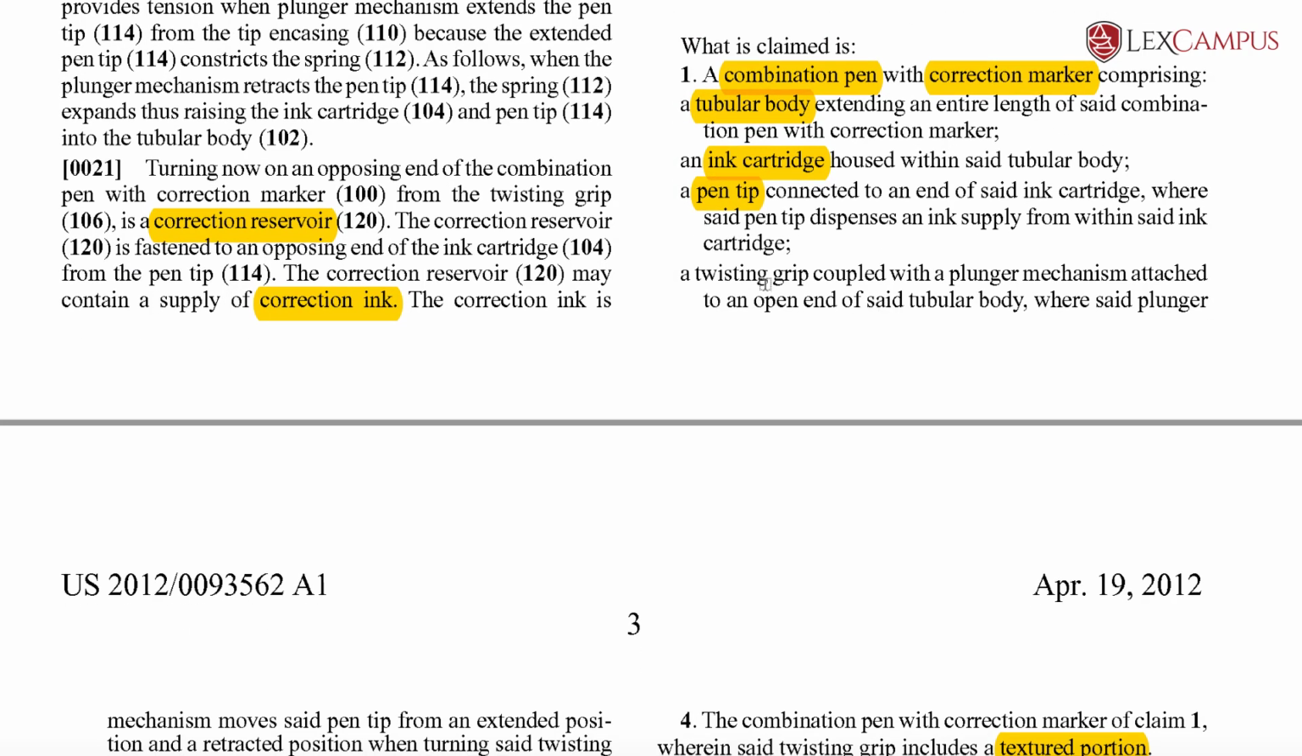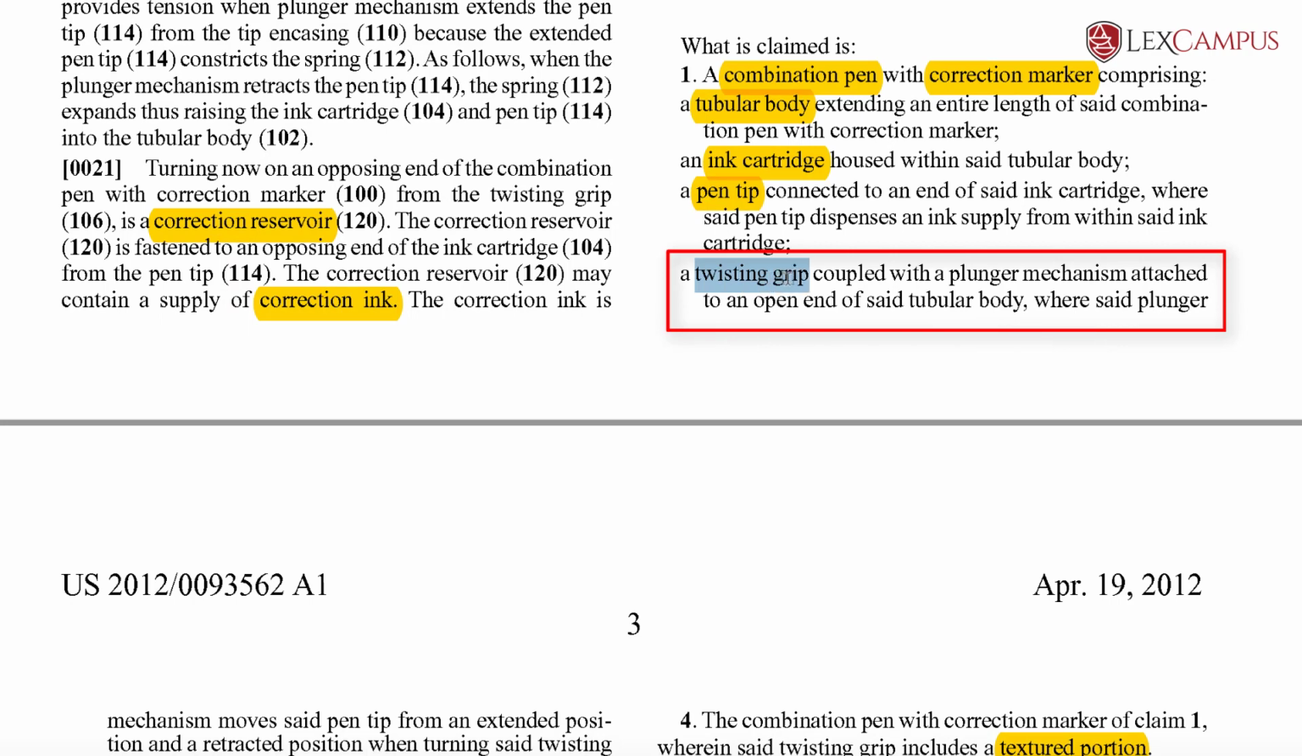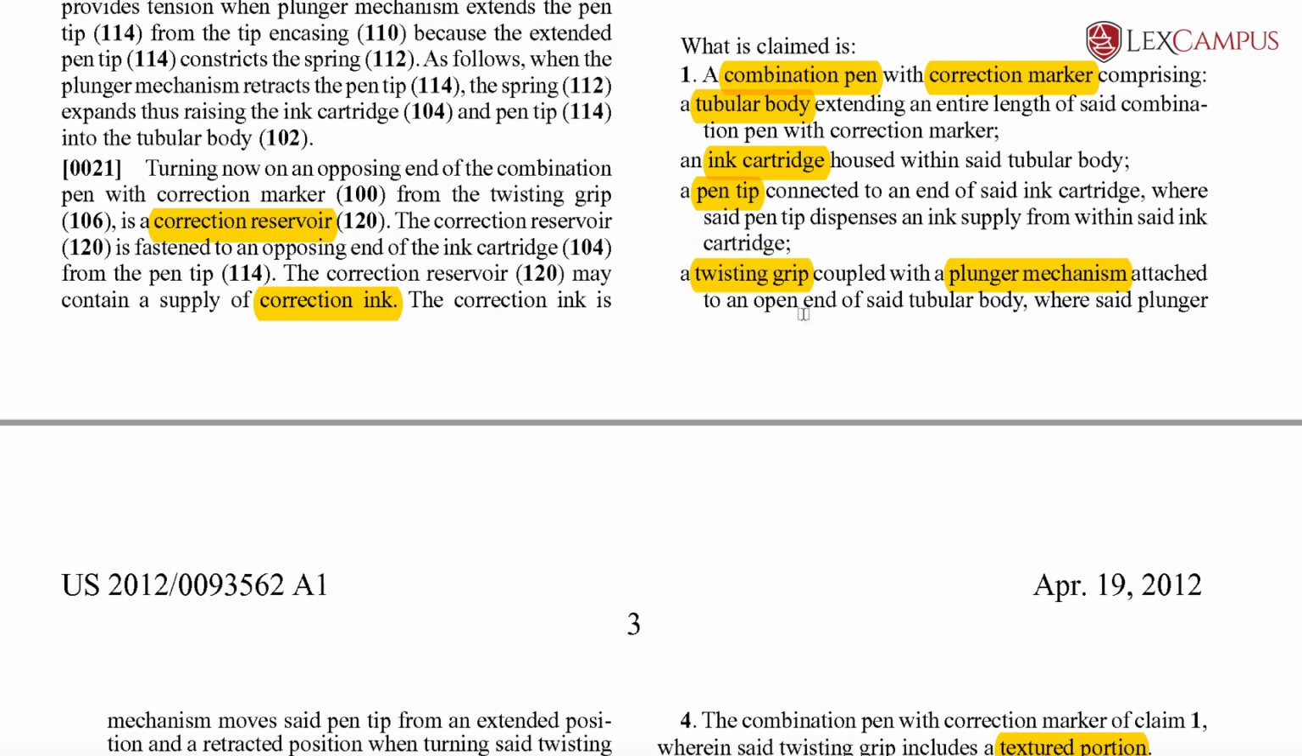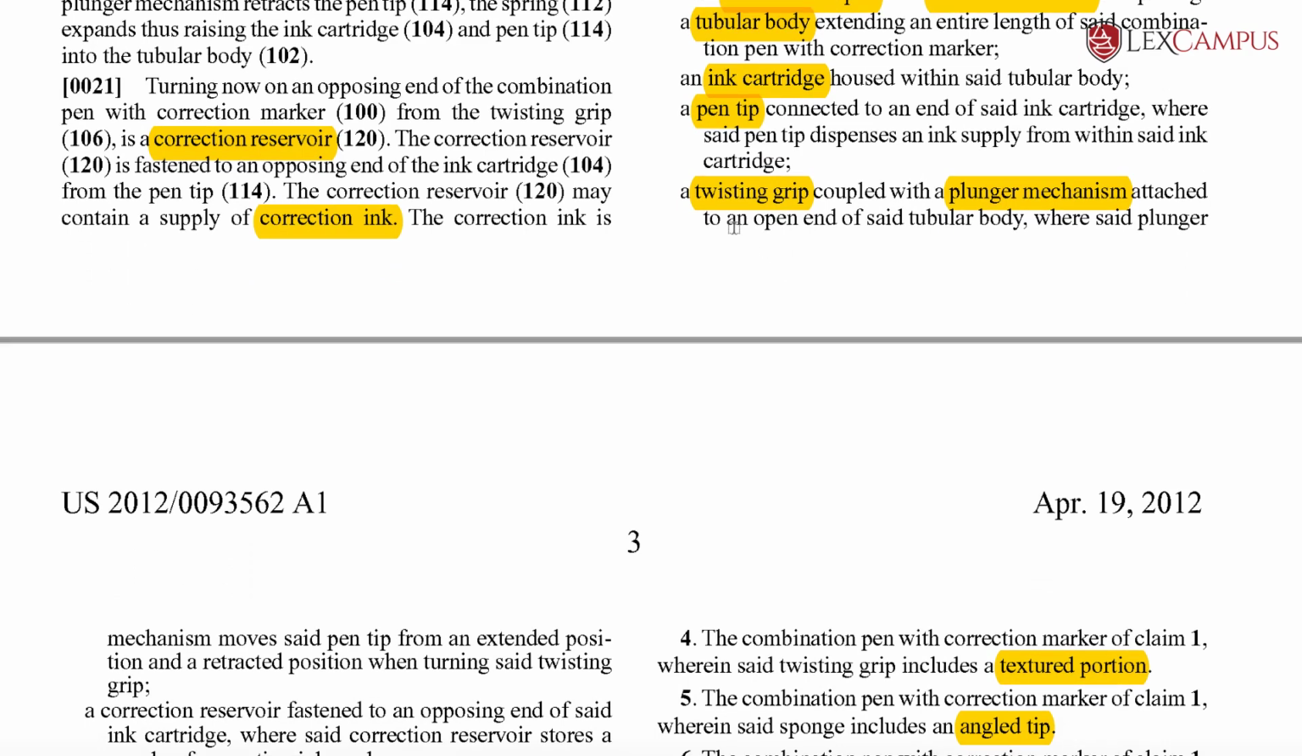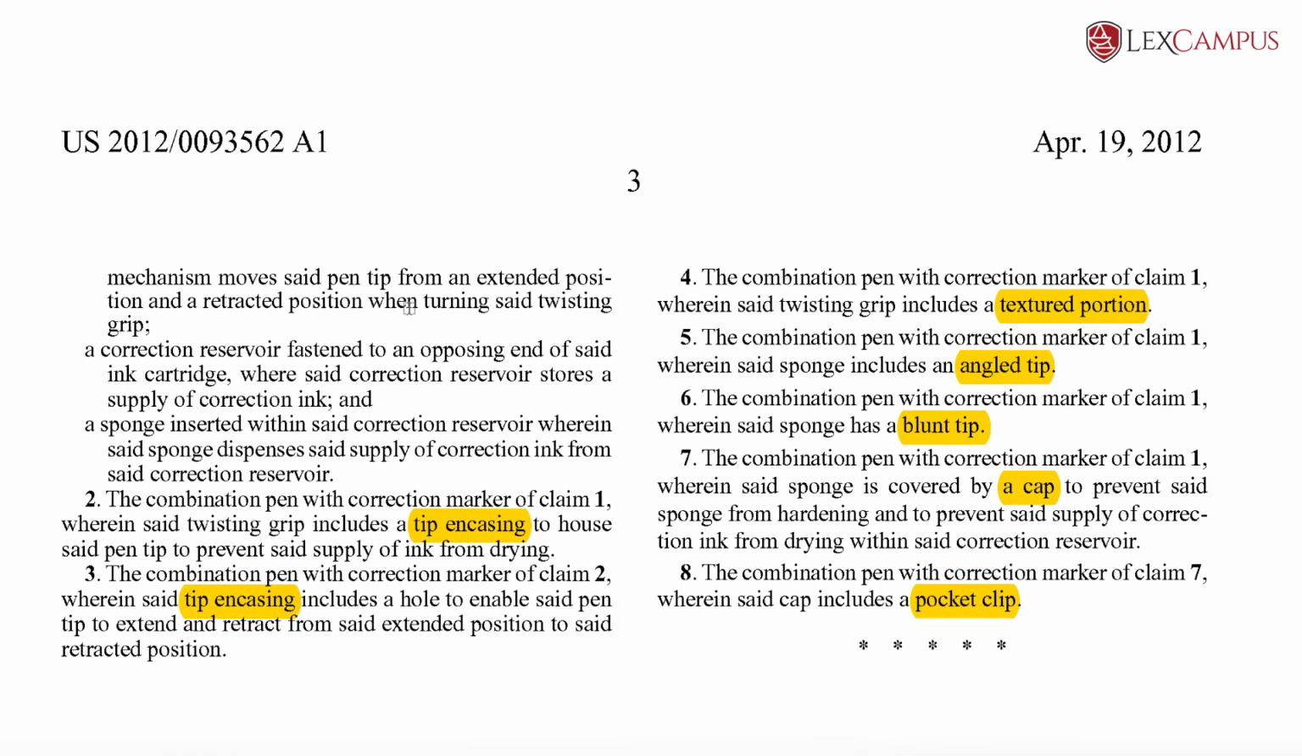Now, the fourth element is a twisting grip coupled with a plunger mechanism. So there are two things. The grip also has a plunger mechanism attached to an open end of the said tubular body. To an open end, look at that, because the tubular body has two open ends. Or you could also call it the upper end or the lower end, depending on how you have described it. Wherein the said plunger mechanism moves said pen tip from an extended position to a retracted position when turning said twisting grip. So the mechanism is also explained.